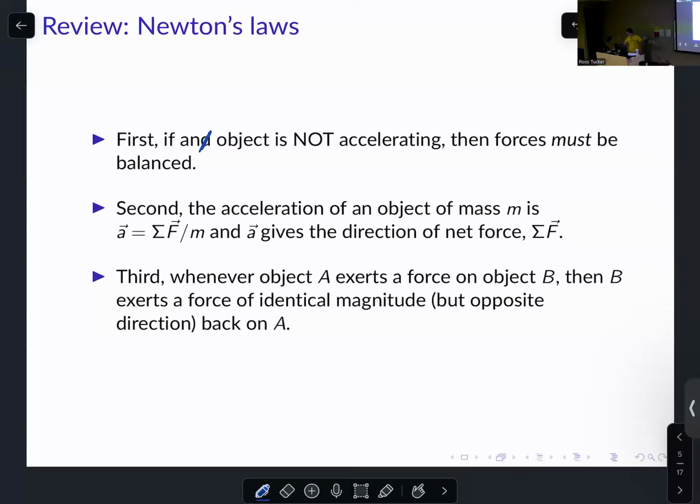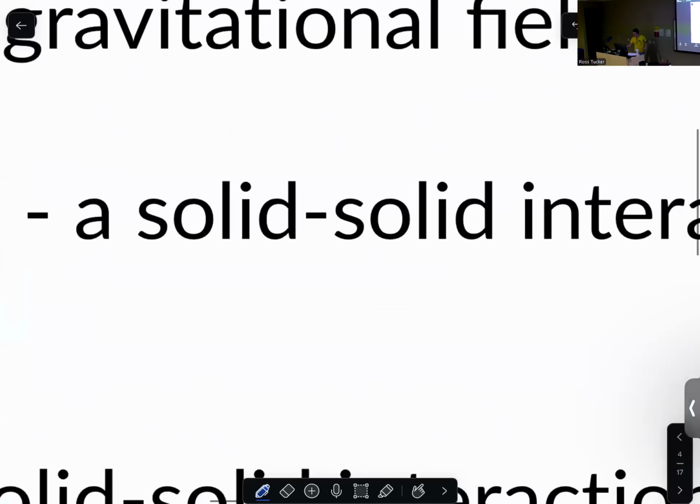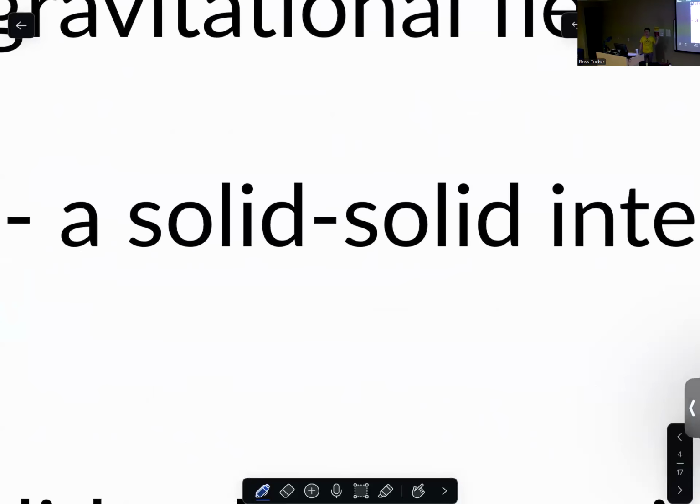Why does the slide say solid, solid, and not solid? Hey, here's a good one. Again, why does the slide in the previous picture say solid, solid? Because every force is an interaction between how many objects? Two. If one of them is solid and one of them is gas, then we're talking about a drag force or a lift force or something.